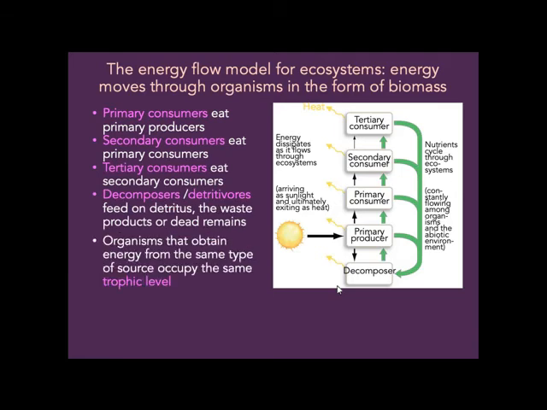All right, I believe I said these things. Maybe I didn't define a decomposer or detritivore. A decomposer feeds on detritus, which is the name for organic material that is on the ground. So it's waste products, it could be poop, it could be a dead animal, something like that. When you have organisms that obtain energy from the same type of source and are at the same level, we would say that they occupy the same trophic level. So you have grass and you have lots of primary consumers. You could have grasshoppers, you could have cows. Those are all primary consumers. So we'd say they're at the same trophic level.